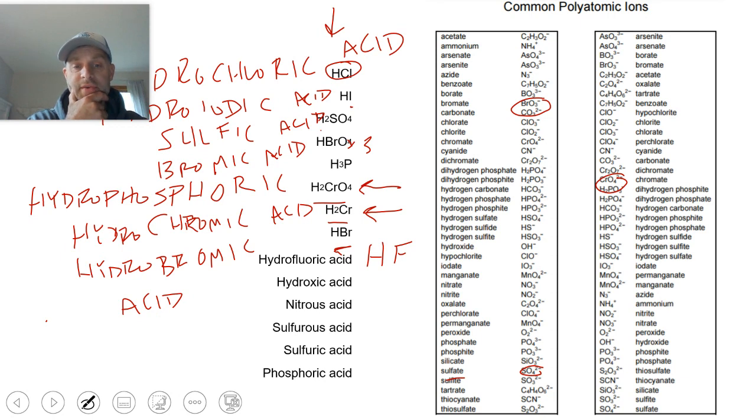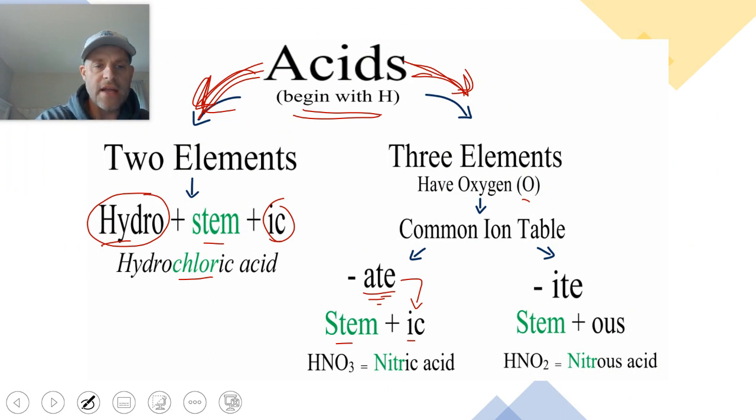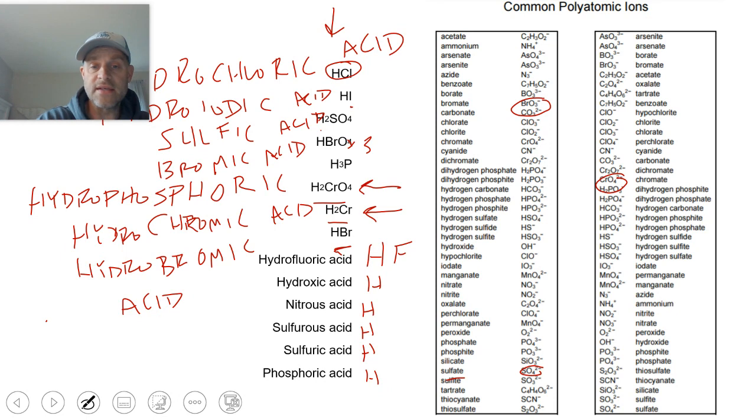Okay, let's do another one. They're all going to start with H, right? I could just go right down the list. They're acids. They all start with H's. Hydroxic acid. Again, I go back: there are 2 elements, it starts with hydro. What's the stem? Oxic. Okay, well, what's ox? Ox is oxygen. HO.